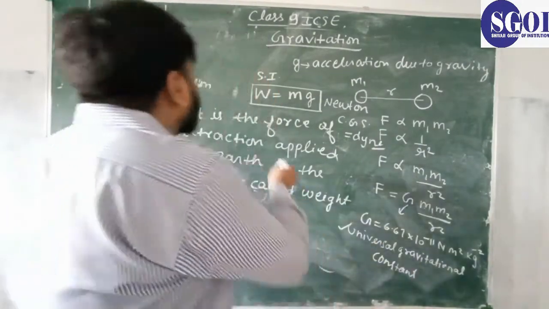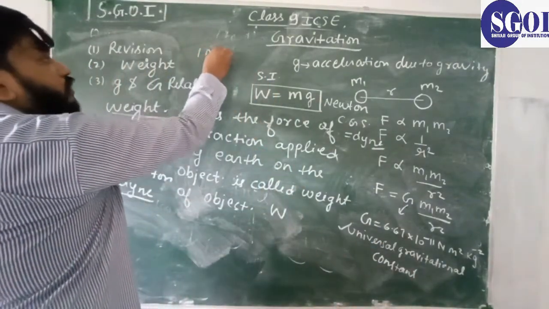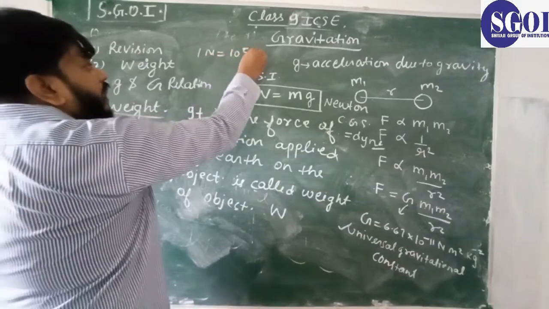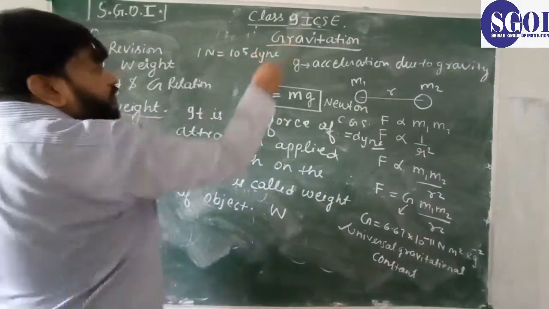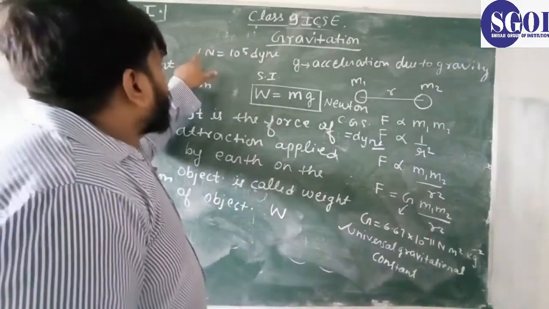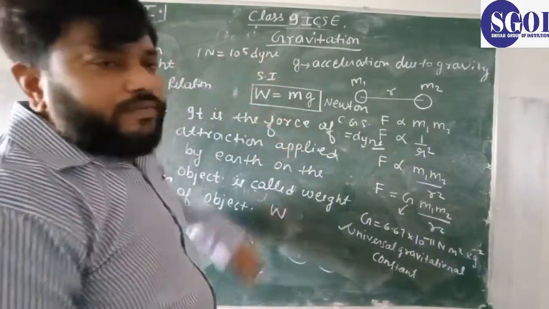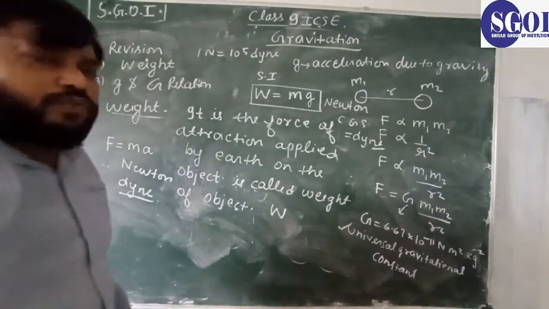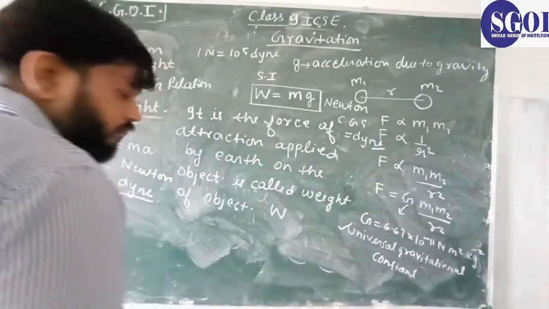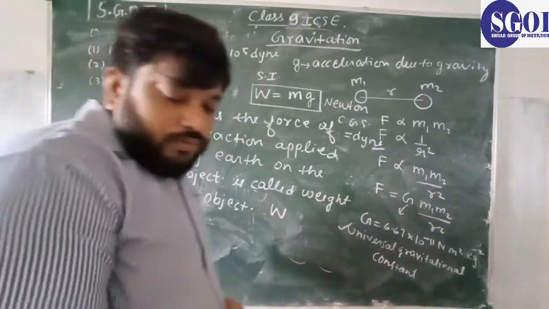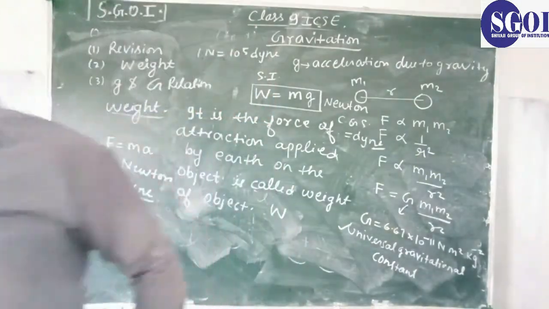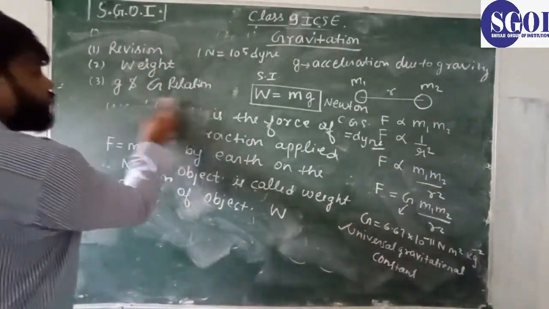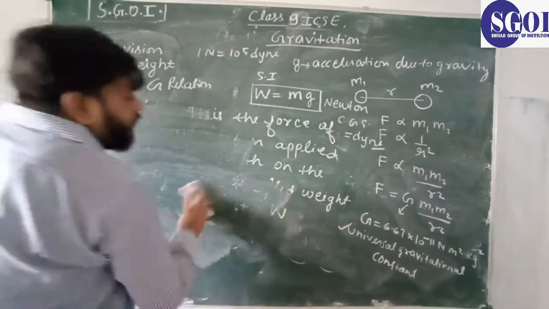And there is a relation, 1 Newton equal to 10 to the power 5 dyne, which we have covered in the 4th chapter. We derived this particular relation in the 4th chapter. Now we will define some other units for weight.